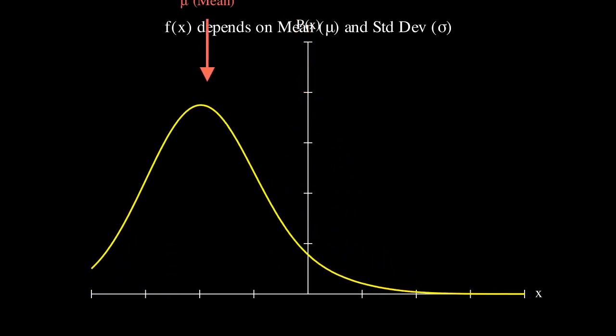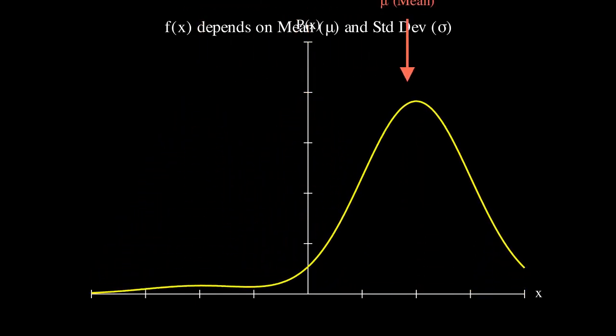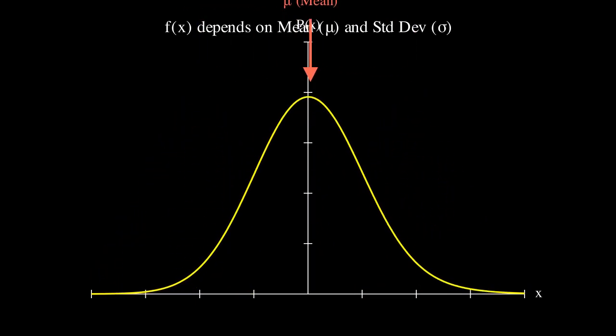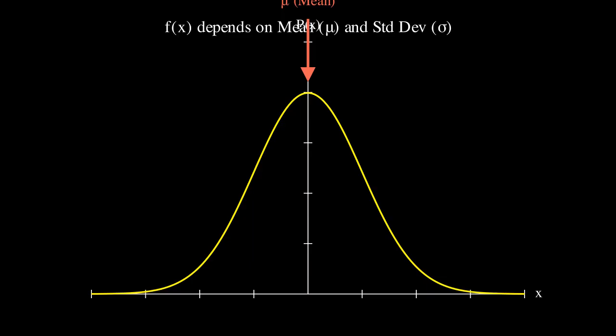Let's look at the mean first. The mean is the center of gravity. It tells us where the peak of the curve sits. If the average height increases, the entire curve shifts to the right. If it decreases, it shifts to the left. The shape does not change. Only its location does.